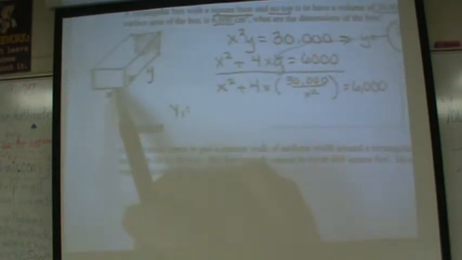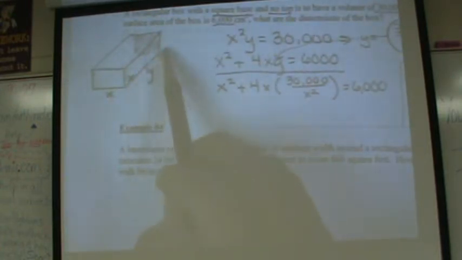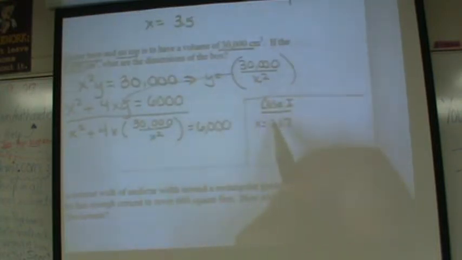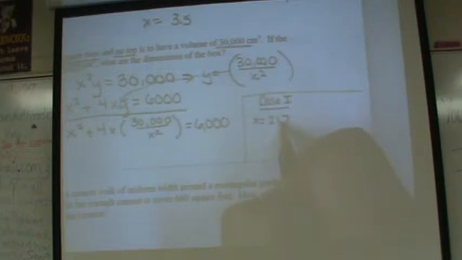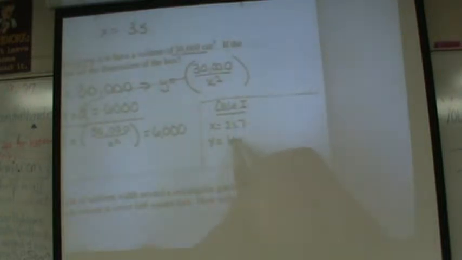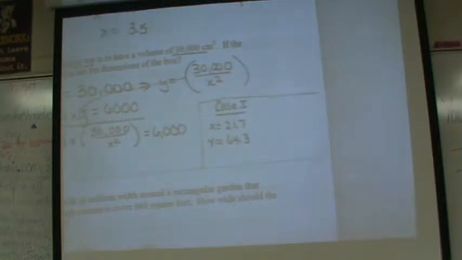So that would mean this box would be 21.7 by 21.7 by, what's the Y value? How do we find the Y value? We're going to plug 21.7 here to find the Y value. So what is 30,000 divided by 21.7 squared? We get 64.3. Did anyone else get that?